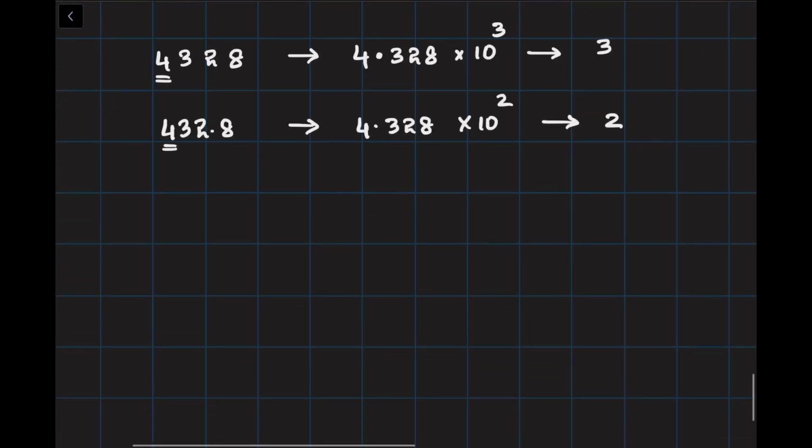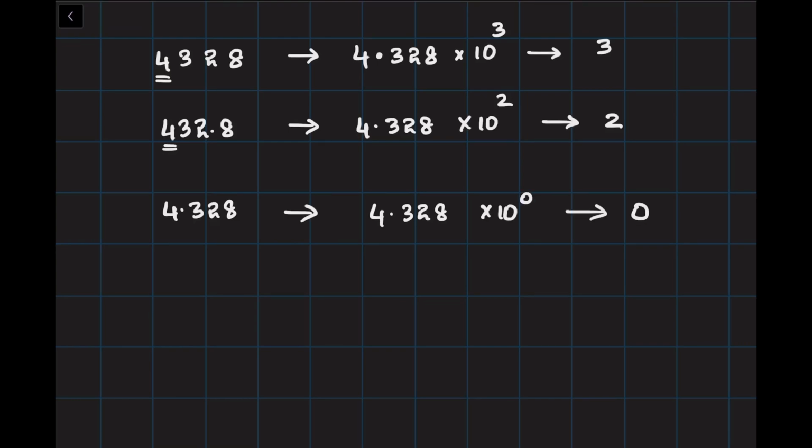Let's keep on writing. What about 4.328? I don't have to do anything over here because the order of magnitude for this case is 10 to the power 0. So the order of magnitude is 0 itself.